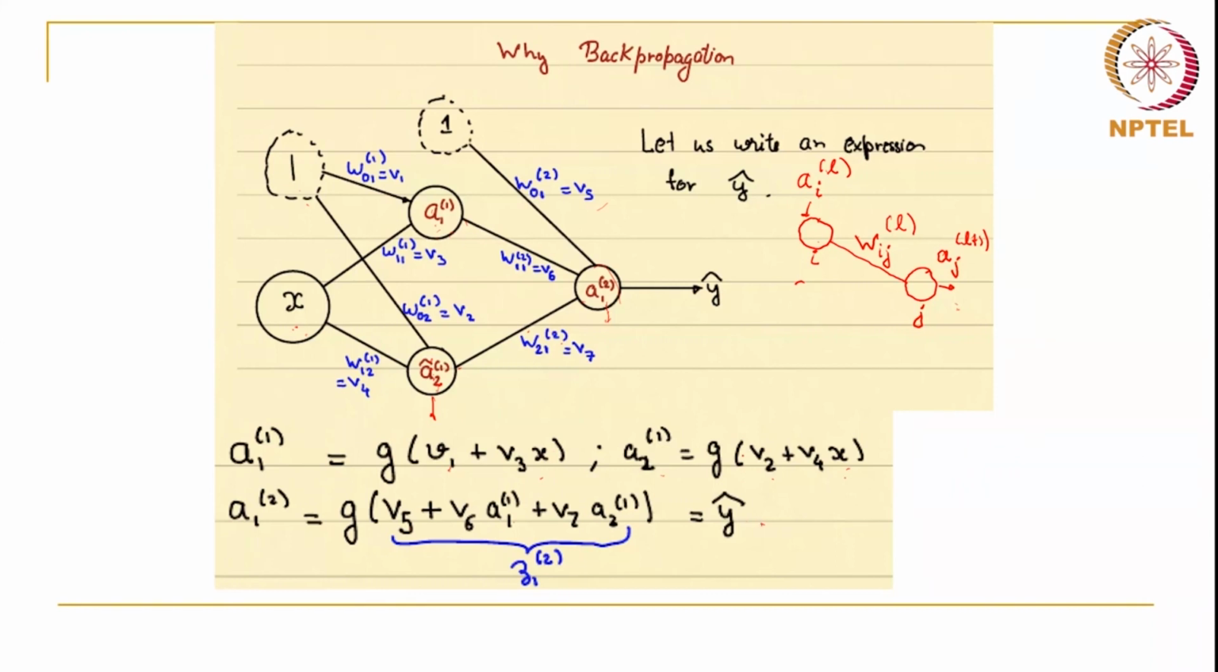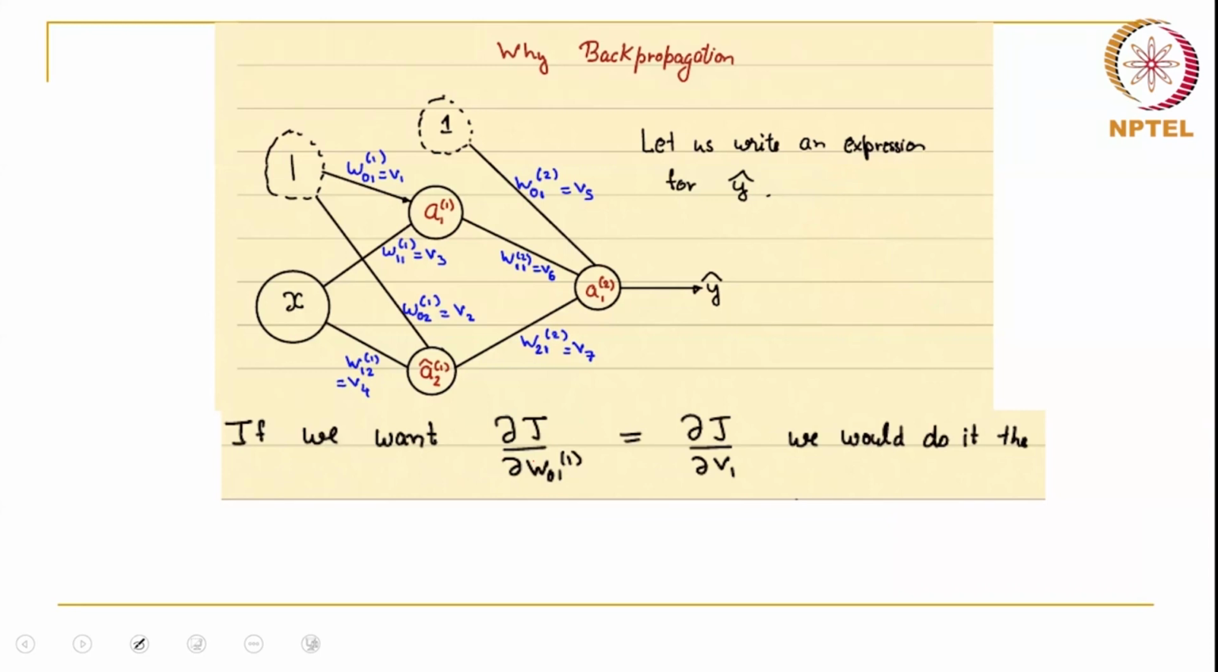Now remember, y hat is G of this function. And if you go in and see, A1 is a G of another function. So this is where chain rule becomes useful in case you want to differentiate this function. You have G of V5 plus V6 G of V1 plus V3X, etc., etc. I'm just saying it orally, but you can write it out.